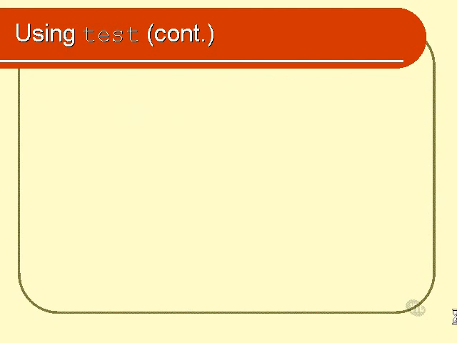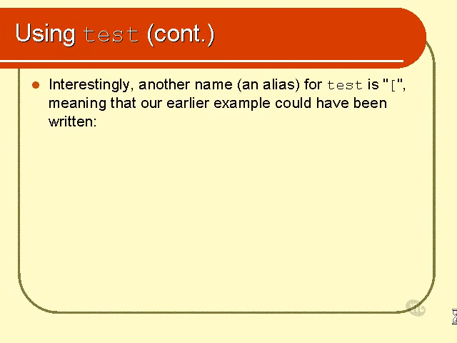Finally, we come to a very interesting fact about the test program. Test has an alias, and the alias is the open square bracket. Now that's a very odd name for a program, but that is an actual valid program name. So what I'm saying is, anytime you could have typed in the word test, you can now actually type in the open square bracket symbol instead. Now, why would they do such a thing? Well, let's have a look.